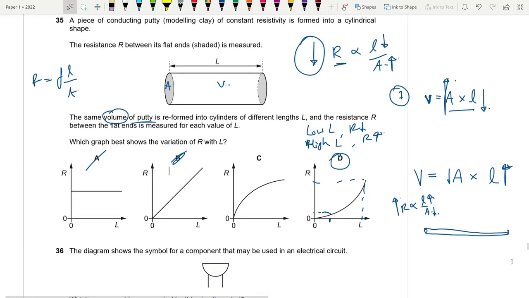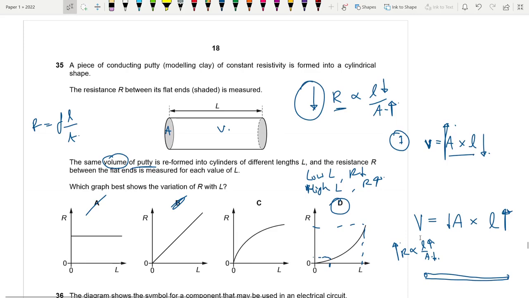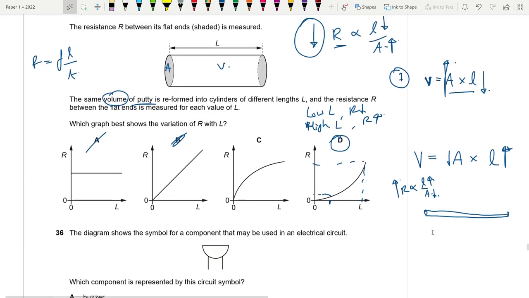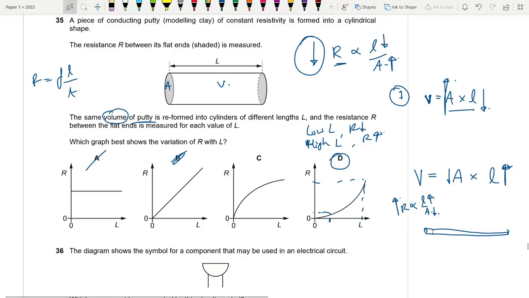Okay, so yeah, this was a challenging MCQ. Many people would have messed this up while solving it. Hopefully you guys understand it now. The main thing is we reformed it into a different shape, but we kept the volume the same. So if you increase L, you have to decrease A. If you decrease L, you have to increase A.